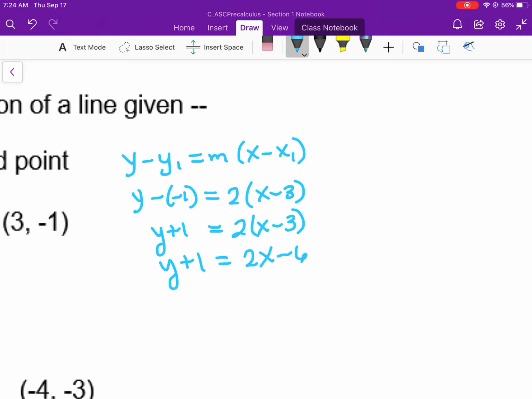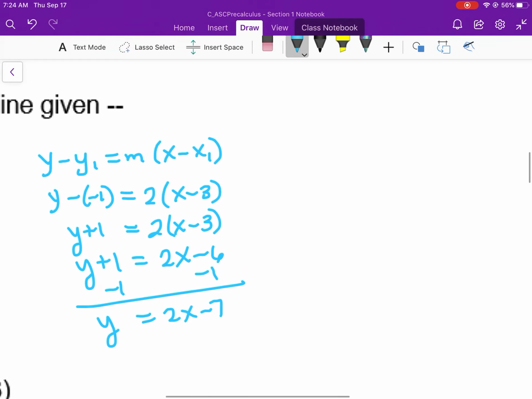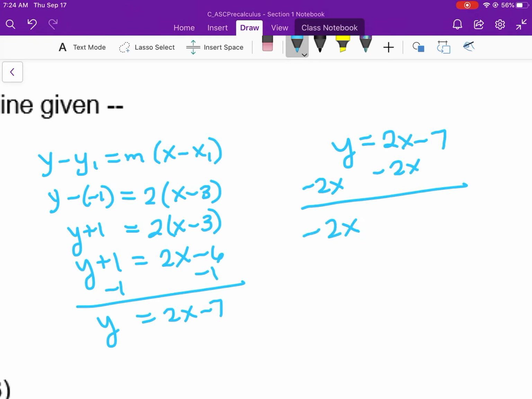2x minus 6. If I subtract 1, I get y equals 2x minus 7. So that means my slope is 2, which we already knew, and my y-intercept is negative 7. That I didn't know. Well, then how do I change that to standard form? If I have y equals 2x minus 7, standard form means I'm just going to put the x and the y on the same side. So minus 2x, minus 2x. So I get minus 2x plus y equals negative 7.